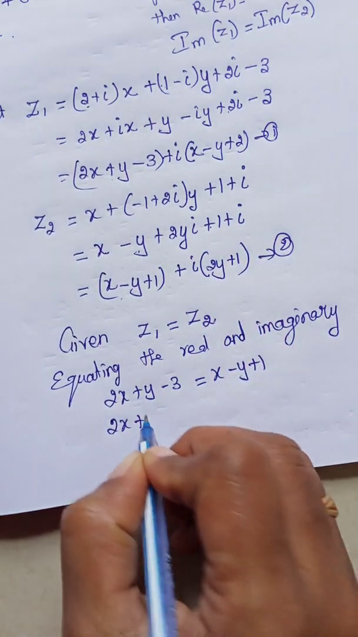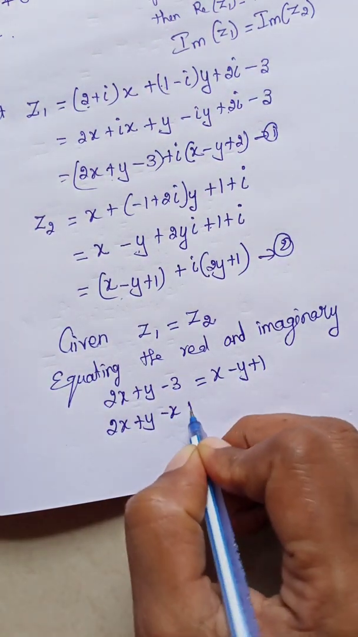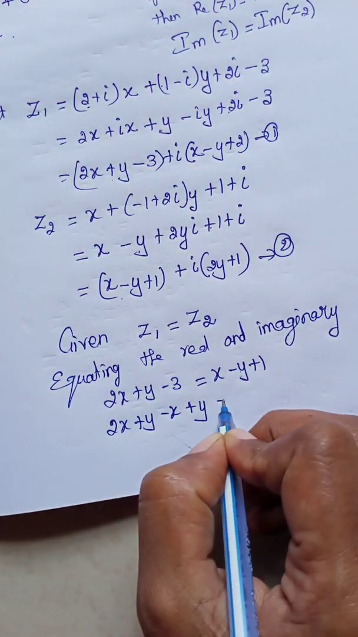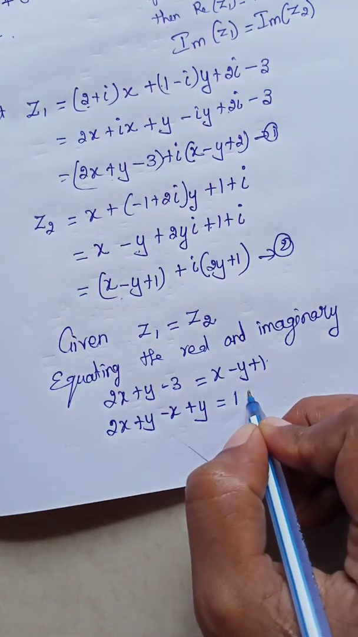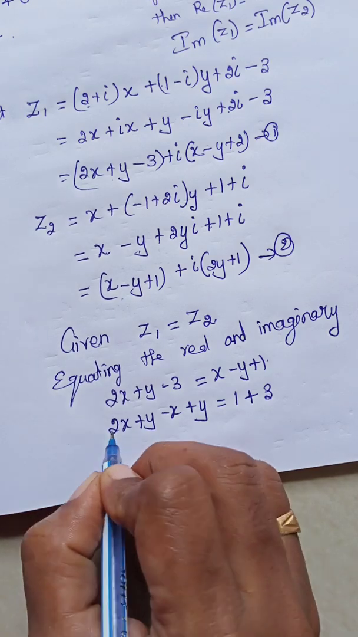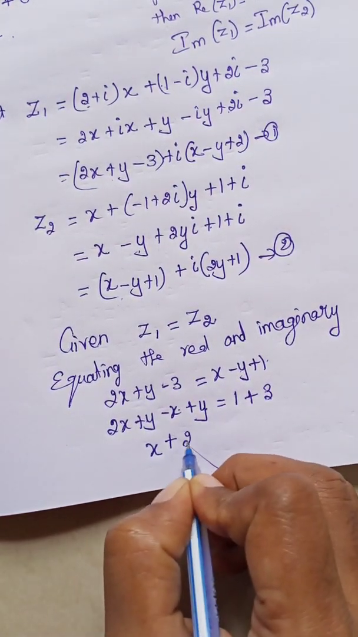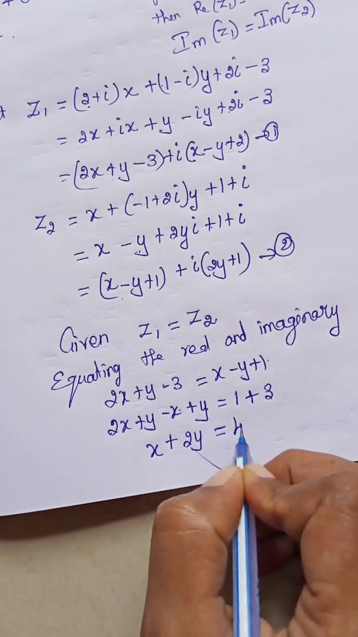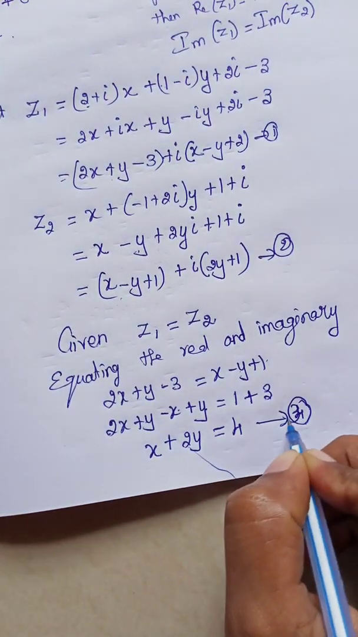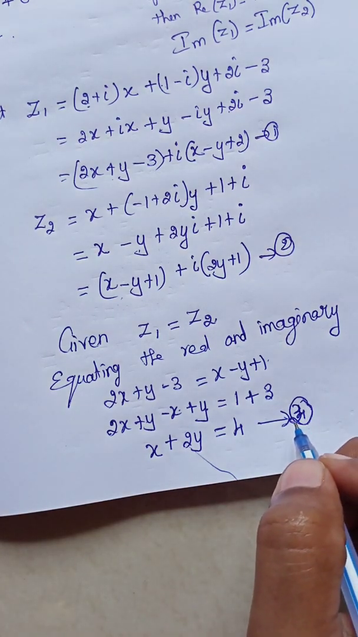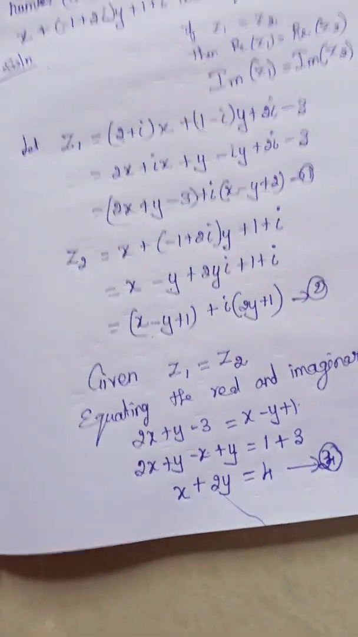See, 2x + y − x − y, when it comes to this side, plus y, is equal to, here we have 1, and this minus 3 when it comes to the next side will become plus 3. 2x − x is x, plus y plus y is plus 2y, is equal to 4. This is our new equation, equation number 3.